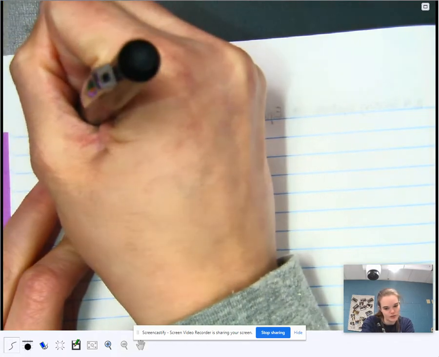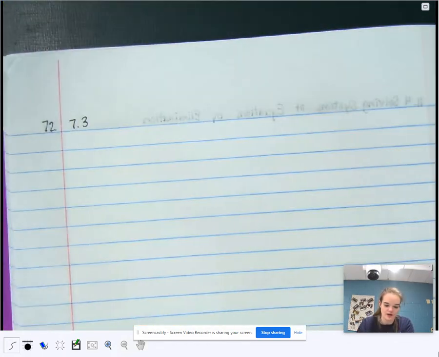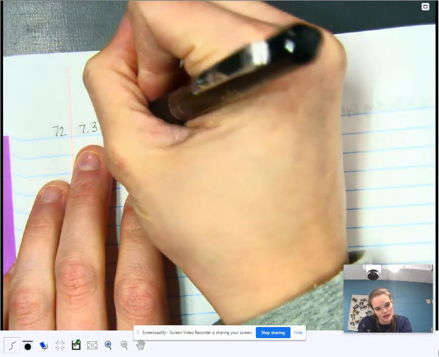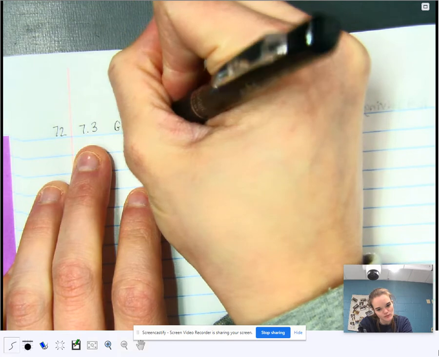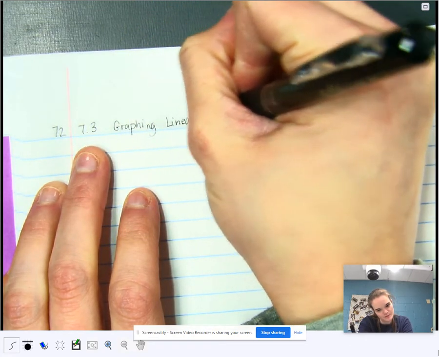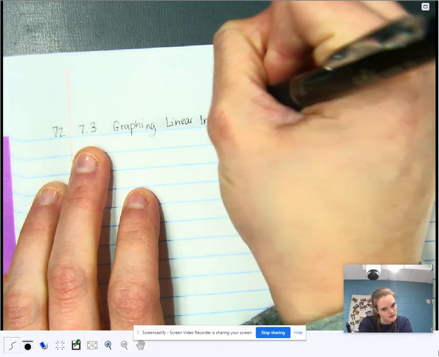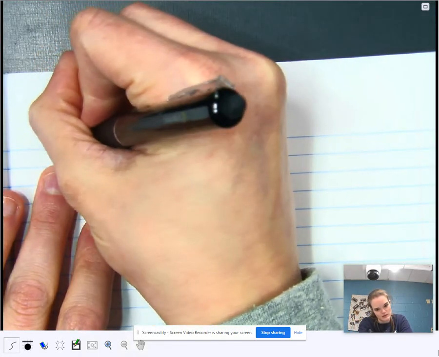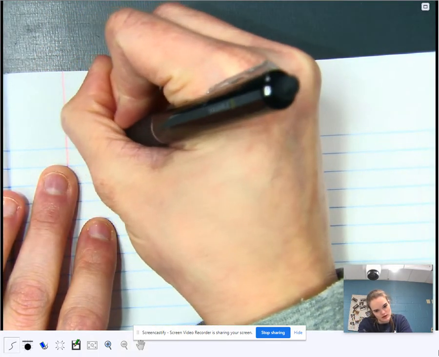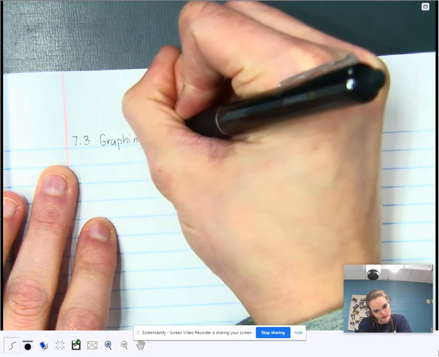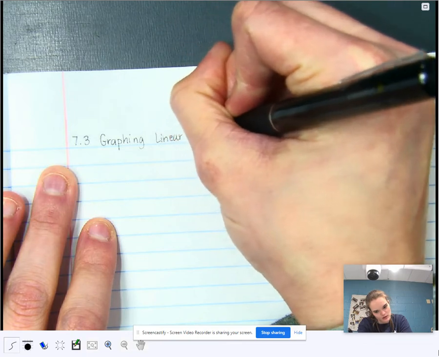72 is 7.3, graphing linear inequalities. And we're going to label 73, even though we won't get to it till the next video. We're going to label the same thing: 7.3, graphing linear inequalities.